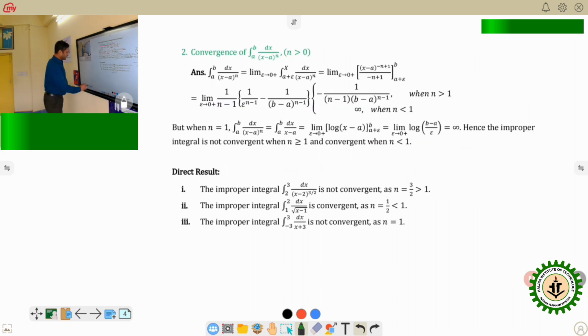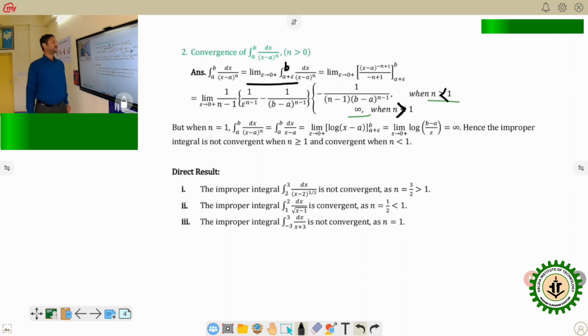Moving to the next, let us consider another type of integral. This integral is from a to b of dx by x minus a to the power n, where n is greater than 0. Now in this case, you can see at the lower limit of this integration, the integrand 1 by x minus a to the power n has a point of infinite discontinuity. So here what will we do? Just like our previous one, since at the lower limit, that means at the point x equal to a, we have a point of infinite discontinuity, I'll take epsilon goes to 0 plus, the integral from a plus epsilon to b of dx by x minus a to the power n.